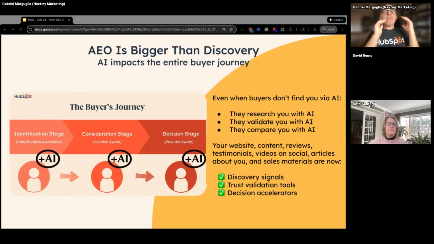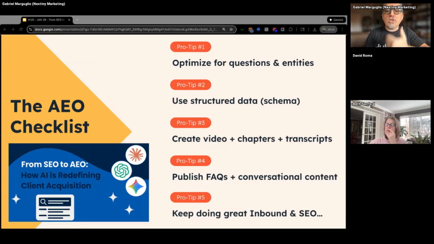So even if you were not doing SEO, even if SEO was not important for you, AEO is incredibly important for you, because it doesn't matter where the leads are coming from. At the end of the day, people are going to make decisions, and they're going to be validating you, researching you, and comparing you in AI. That's what makes this such a huge shift.